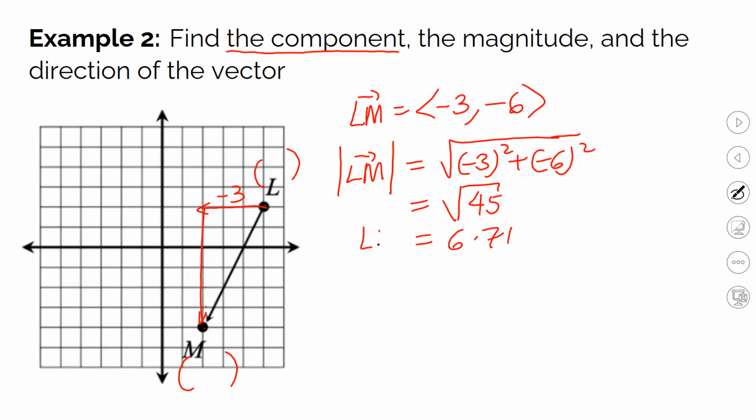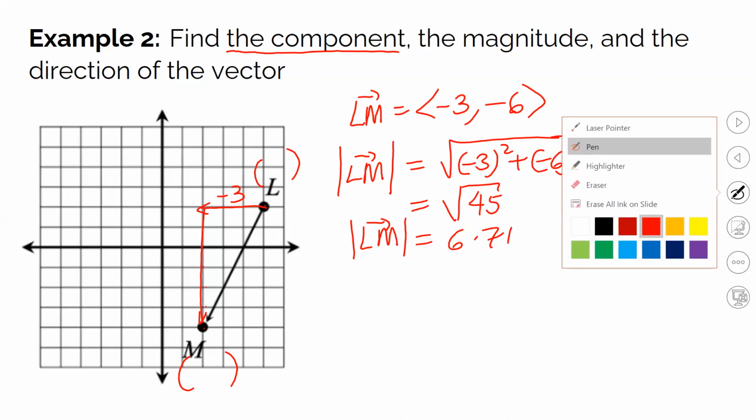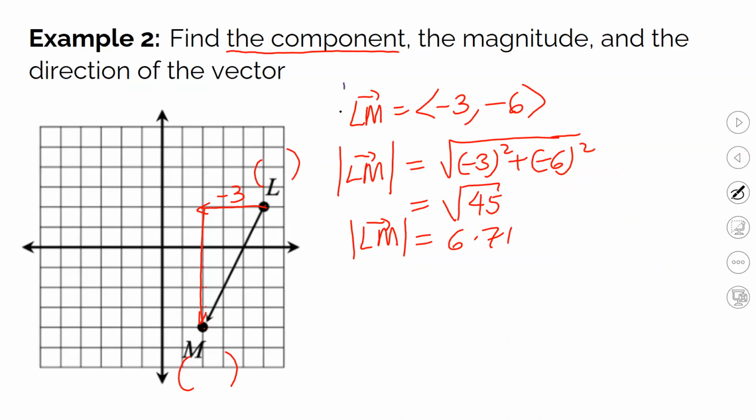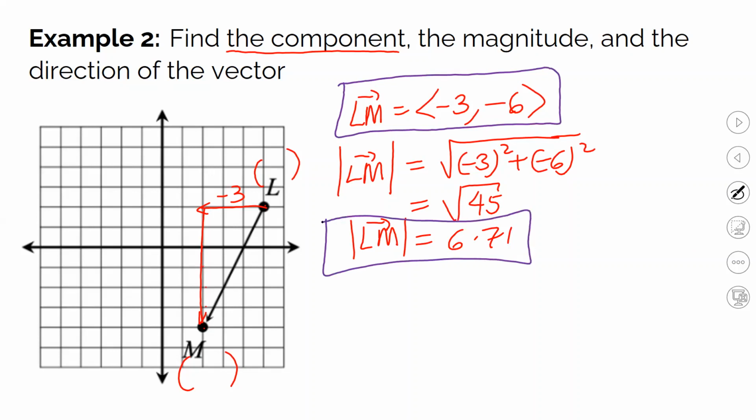Okay, that's the magnitude. And if you are noticing, you can see that magnitude is always positive. Magnitude is always positive. You don't have a negative magnitude. So if you are given a question and you are seeing negative numbers as a magnitude, that is just wrong. You can eliminate those questions. So that is one of the strategies that you should learn today.